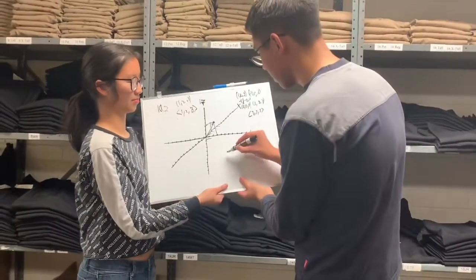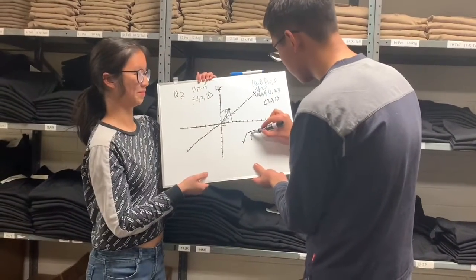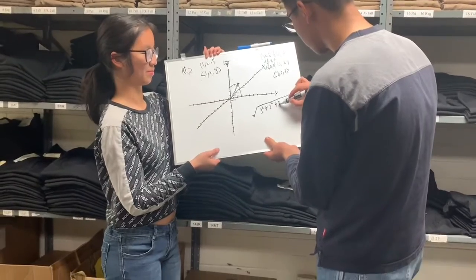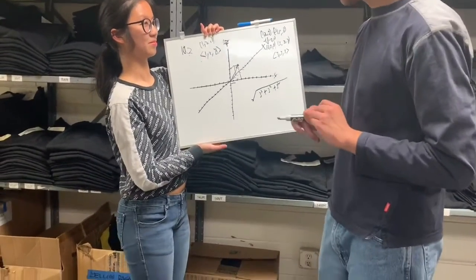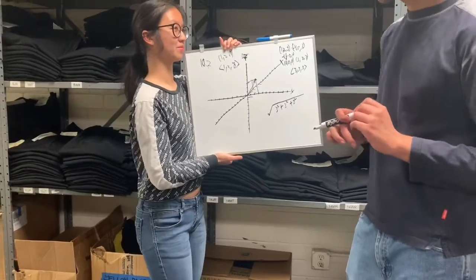Thus, it would be the square root of 3 squared plus 3 squared plus 3 squared, which is 9 plus 9 plus 9.